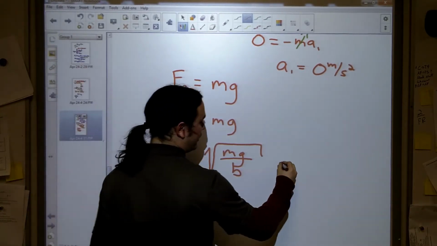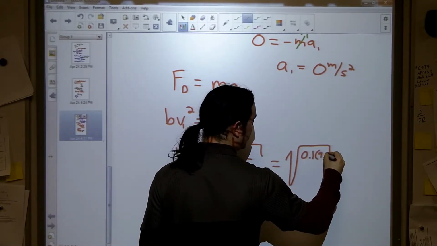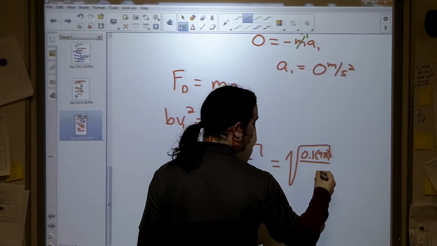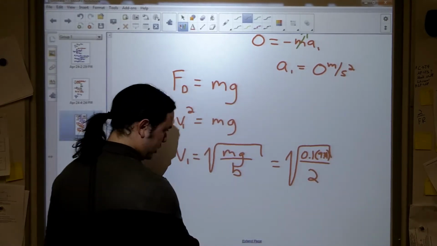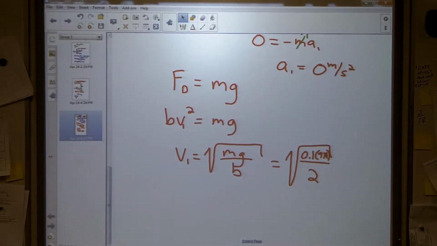All right, so we've actually got some numbers here, so let's go ahead and do that. We've got 0.1 times 9.81 meters per second squared, all divided by 2 with some units. I'm being fast and loose with units. Give me just a moment.